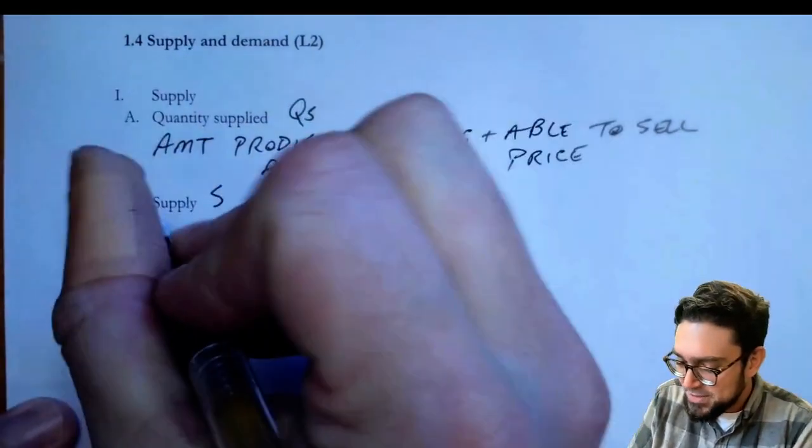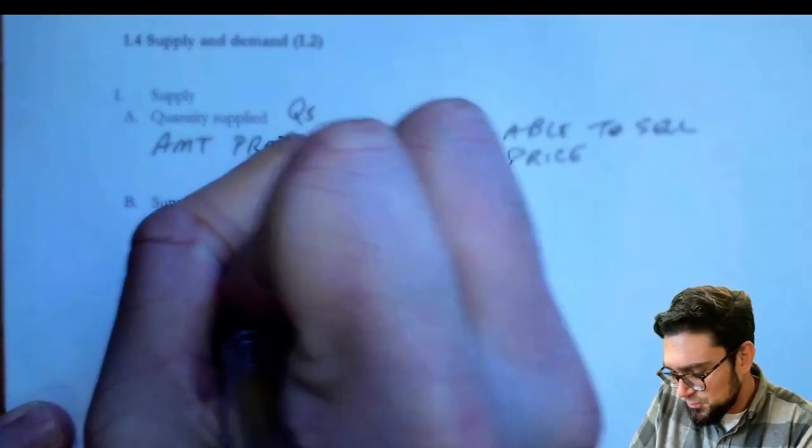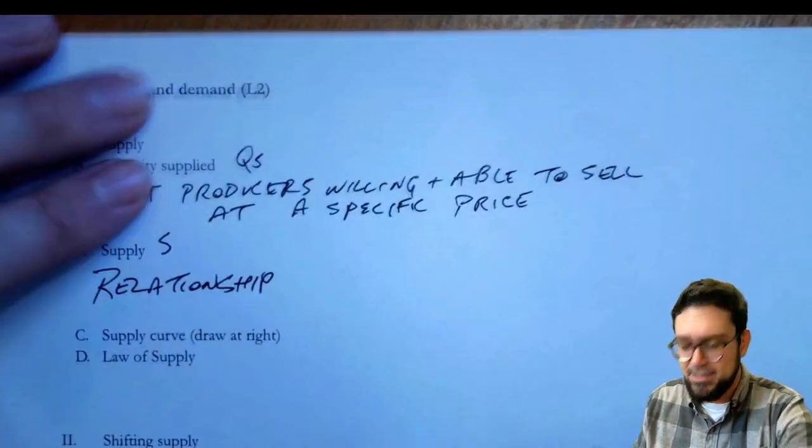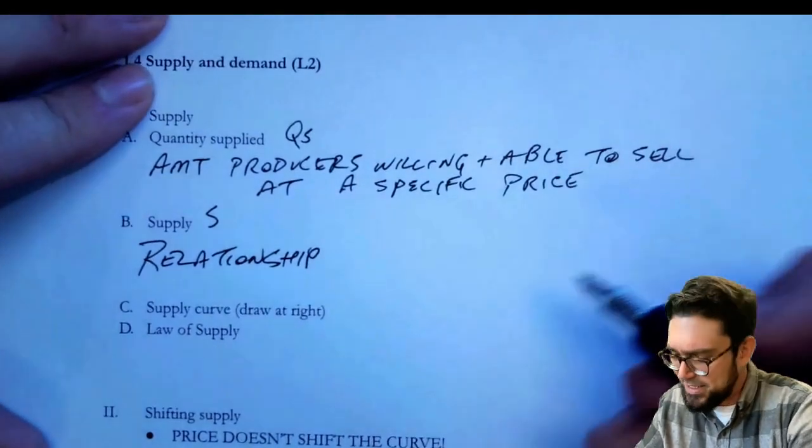There we go. Now, supply is the relationship. Boy, this is still bubbling. I'm sorry. I'm going to have to get a little anchor for that bad boy.